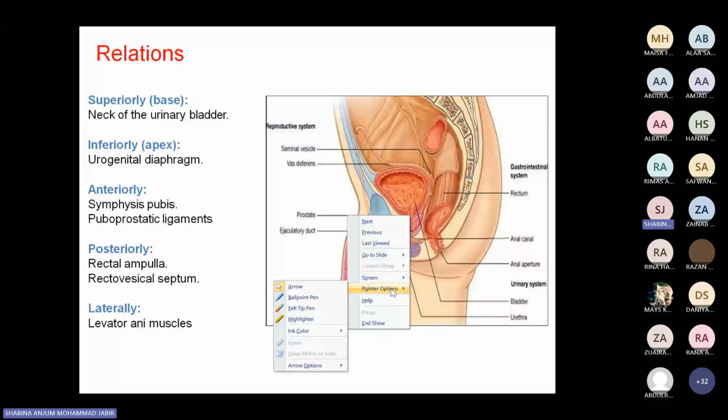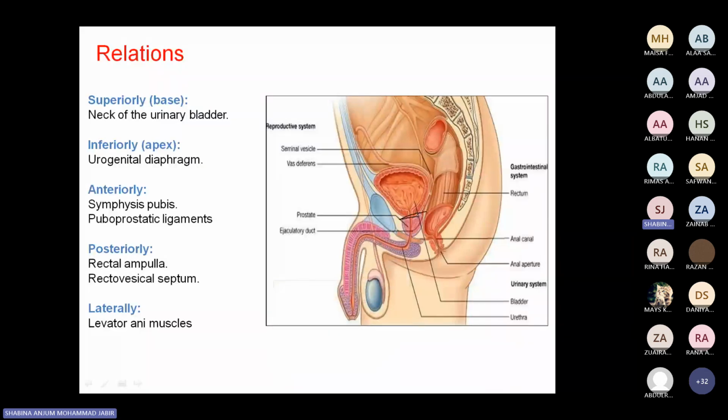So superiorly we have the neck of the bladder. Inferiorly we have the urogenital diaphragm. Anteriorly we have the pubic symphysis, and also there will be a ligament attached from the prostate to the symphysis pubis. Posteriorly, we will have the rectal ampulla, and also a membrane called the rectovesical membrane here. Laterally, we have the muscle of the pelvic diaphragm called levator ani.